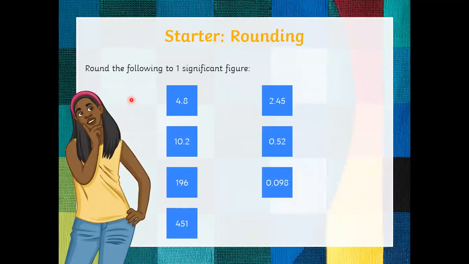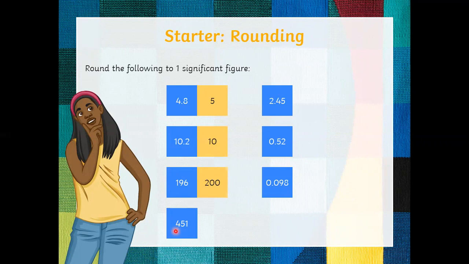Okay, and now quick exercise, round the following numbers to one significant figure. So 4.8 to one significant figure will become 5. 10.2 to one significant figure will become 10. 196 to one significant figure will become 200. Remember, zeros do not count as significant figures. They don't have any value. They do have value because it makes it 200, but they don't count as a significant figure.